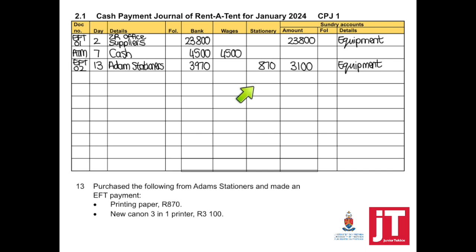I just start off by saying, what did I purchase? I add the 2 together because that payment was made to one business called Adam Stationers. One EFT payment was made.